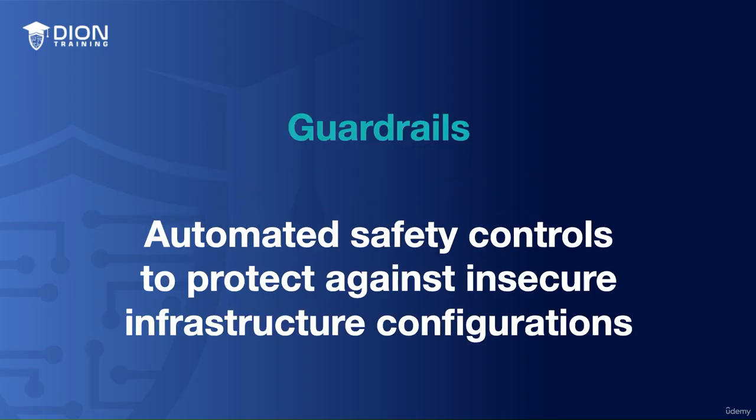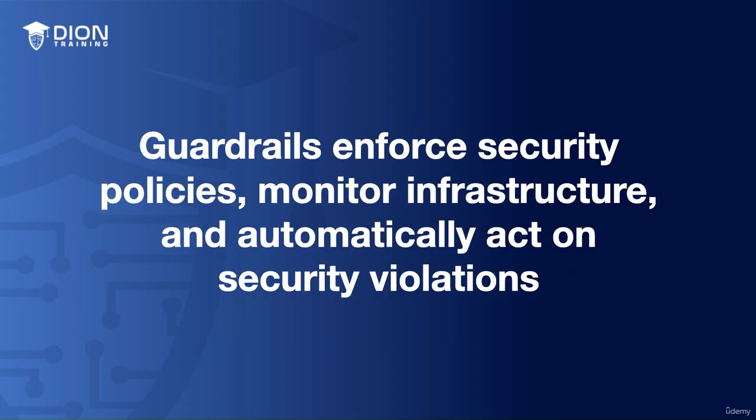First, we have implementing guardrails. Guardrails are automated safety controls that companies put in place to protect against insecure infrastructure configurations. These guardrails are used to ensure that the organization's security protocols are being fully adhered to. Initially, guardrails are configured according to the company's security standards. They are designed to be automatically enforced security policies to prevent any deviations that could introduce potential vulnerabilities.